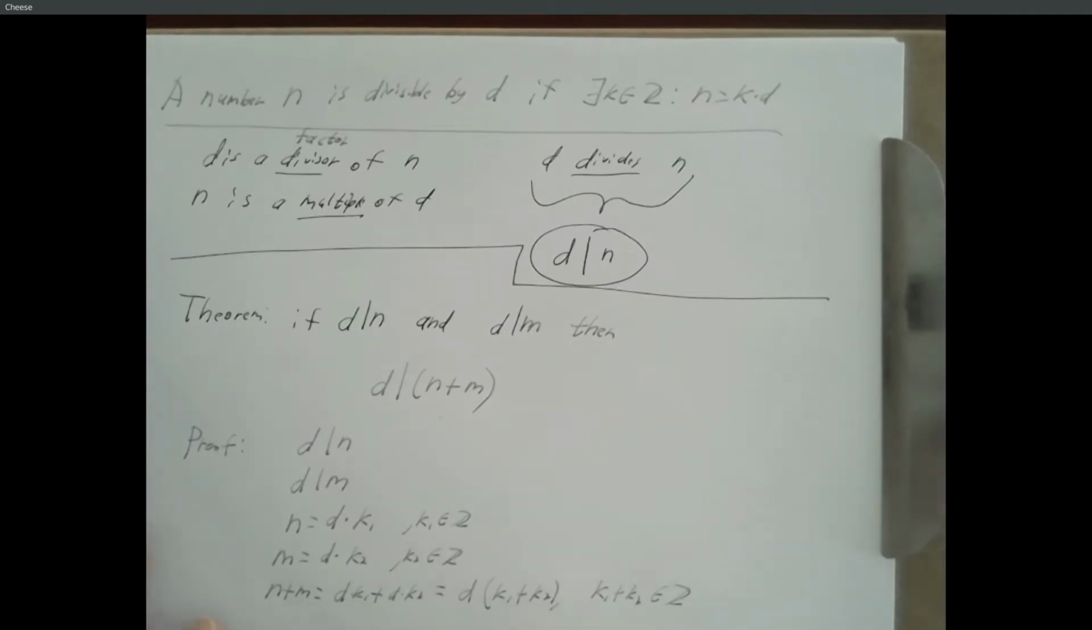So we've just written n plus m as d times an integer. What can we conclude from that? d divides n plus m, because that's the definition of divisibility. Lots of these things are really short, simple proofs that come straight out of the definitions. So if two numbers are divisible by d, so is their sum. And not surprisingly, so is their difference, because we could just do a subtraction here, and that would pop out.